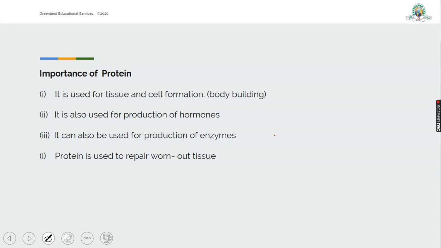Protein is equally important as our carbohydrates. Like we were taught in junior school, protein assists us to build up worn-out tissues. It is used for tissue and cell formation, that is body building. It is also used for production of hormones, and it can also be used for production of enzymes. Hormones are secreted in the body. So also enzymes, like we said in our last lesson, they are secretions in the body.